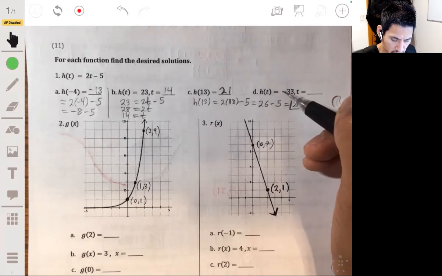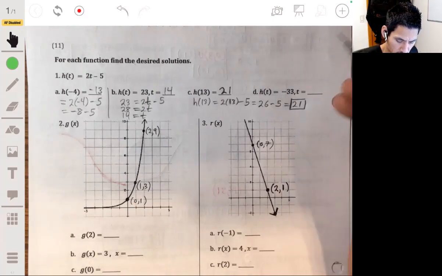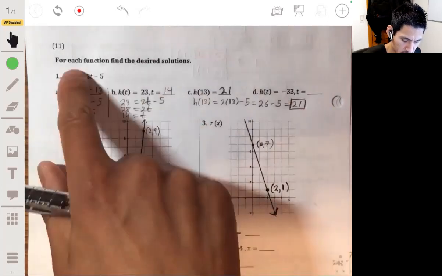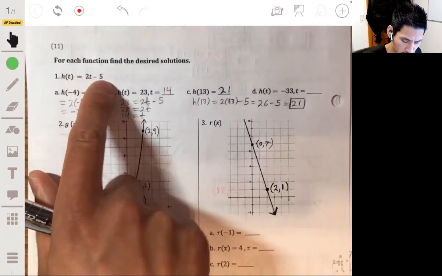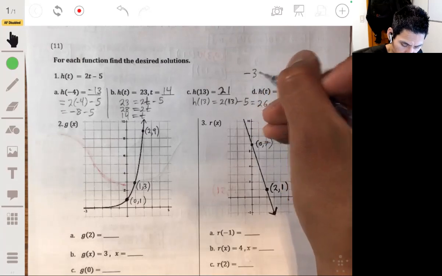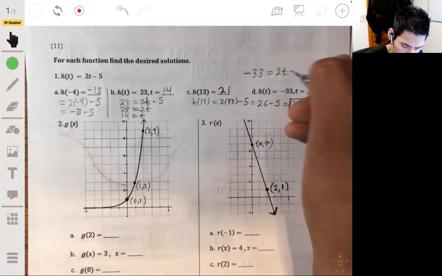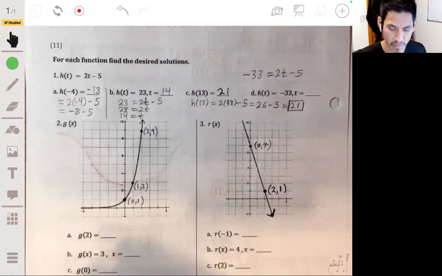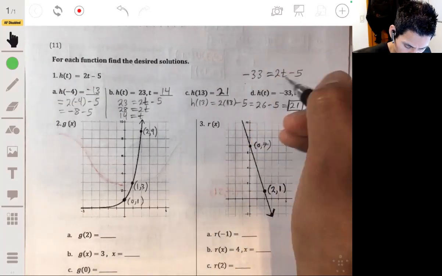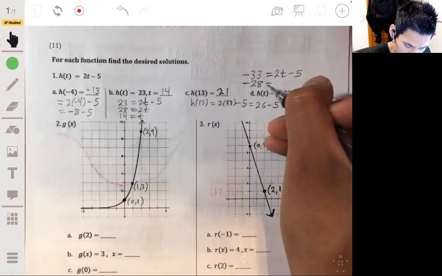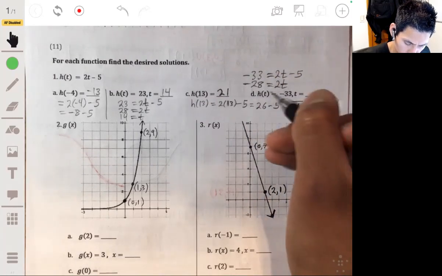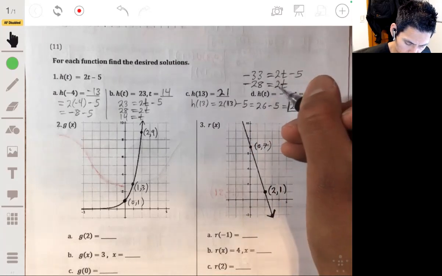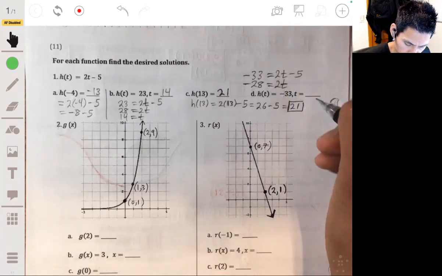And the last one for h of t, we have h of t equals negative 33. What's t then? So then what we do is just set the equation again equal to 2t minus 5. So negative 33 equals 2t minus 5. And then solve this for t. So add 5, get negative 28 equals 2t. Dividing both of those by 2, we'll get t is negative 14.